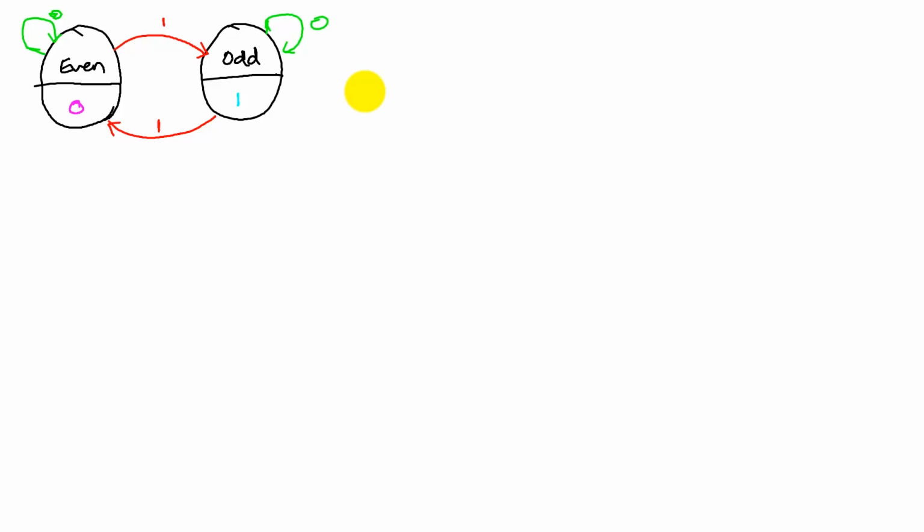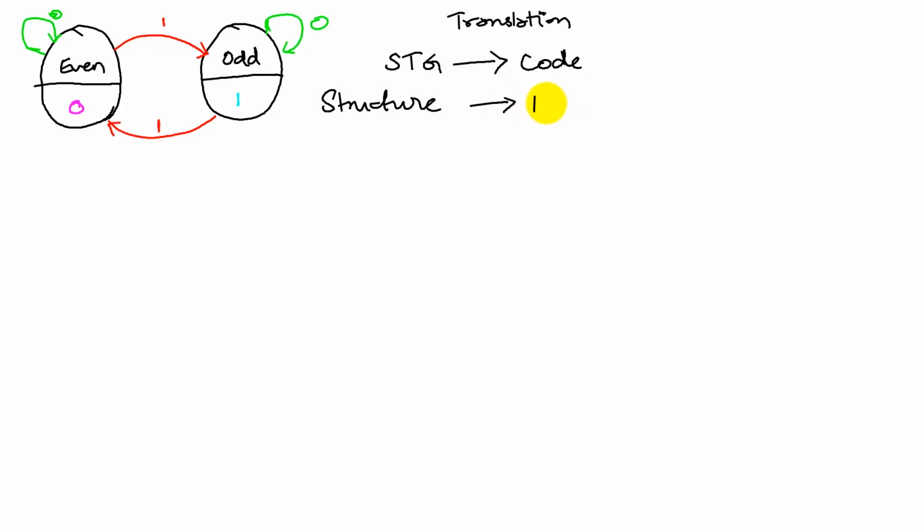So let's take a look at how we can transition from a state transition graph, or do the translation rather, from a state transition graph to code. Specifically, we're going to capture the structure of the solution in the form of code, and in code we call it a data structure. The structure of our solution, or the FSM, is captured in the form of a data structure. So let's see how that's done.